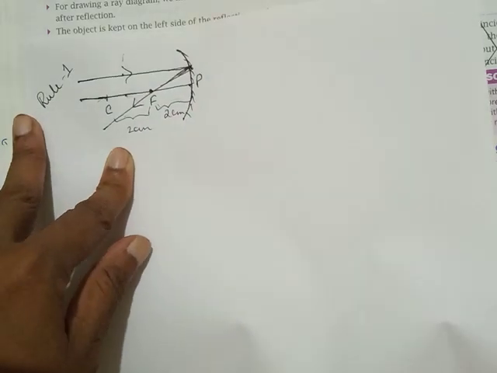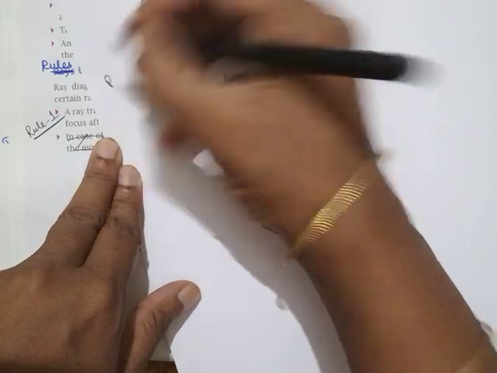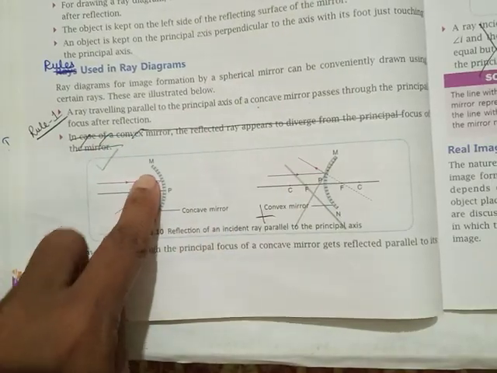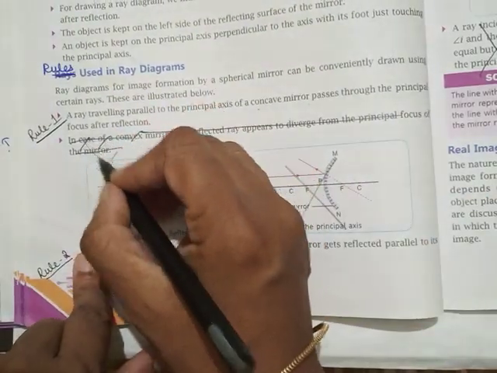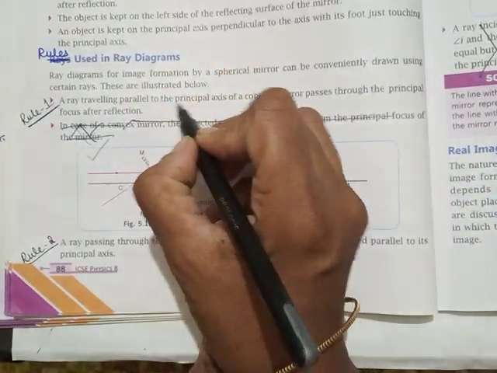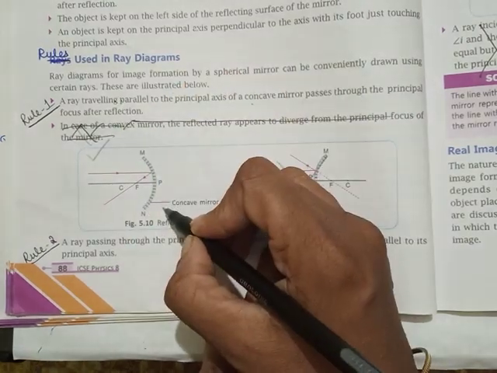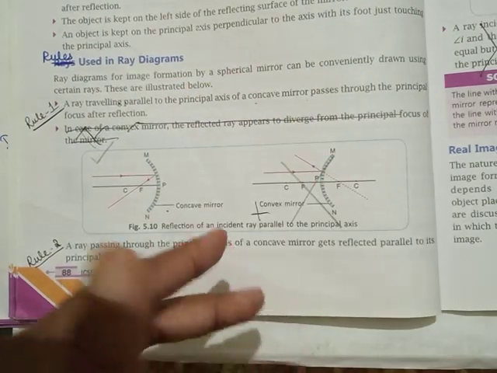Now, rule 2. For convex mirror, you can strike it off. You can cut off this and cut off this diagram also. We're going to only have it for concave mirror. So, this is rule 1 and the corresponding diagram. Now, we go to rule 2.